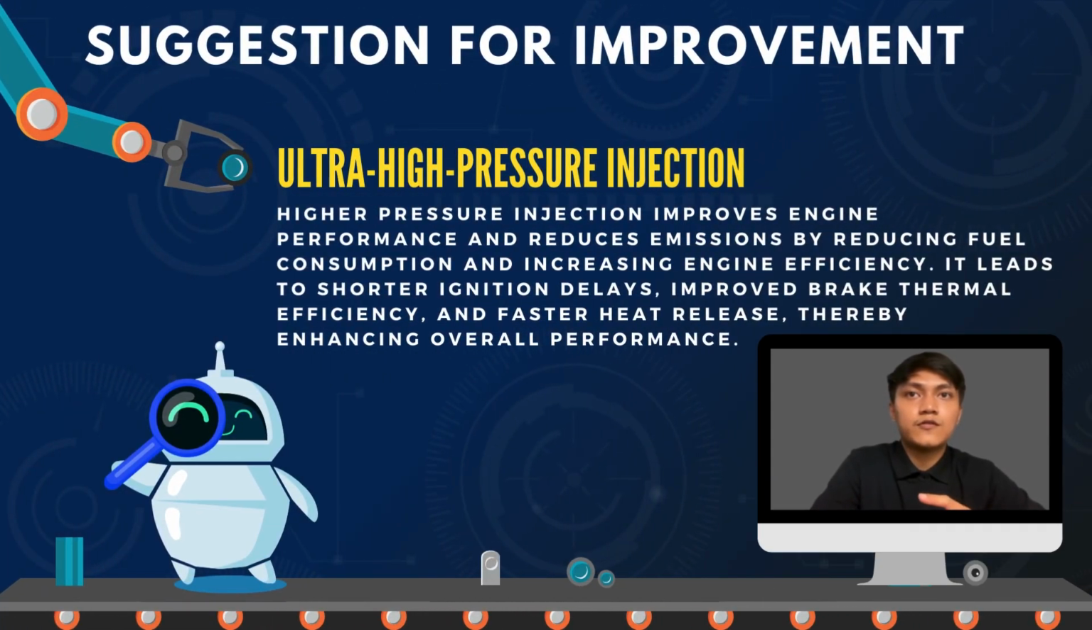From the journal of advanced internal combustion, there are some suggestions to improve the system. First of all, by ultra high pressure injection. Higher pressure injection can improve engine performance and reduce emission by increasing power output from 100 megapascal until 160 to 180 megapascal, and even over until 200 megapascal. This decreases fuel consumption and increases engine efficiency, improving the brake thermal efficiency and fuel consumption. It also facilitates quicker heat release, shorter combustion phase, and faster fuel atomization.